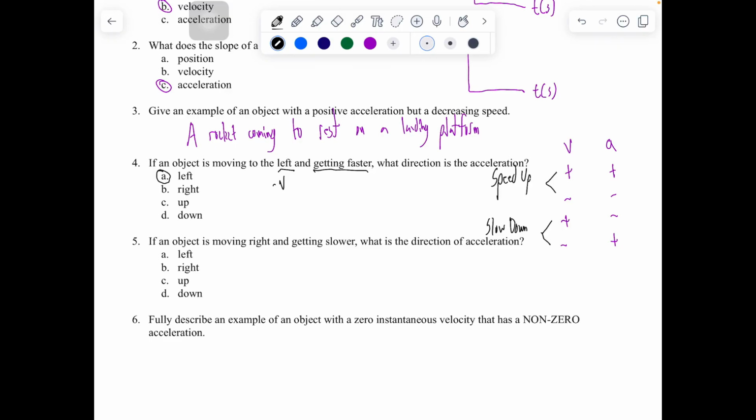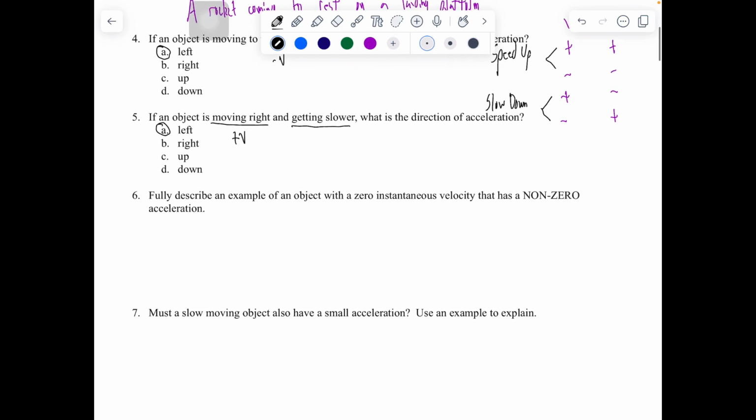Number 5, if an object is moving right and getting slower, what is the direction of acceleration? Okay, the object is moving right. That means we have a positive velocity. Getting slower means we have opposite velocity and acceleration. So a positive velocity, we must have a negative acceleration. So our acceleration here is left.